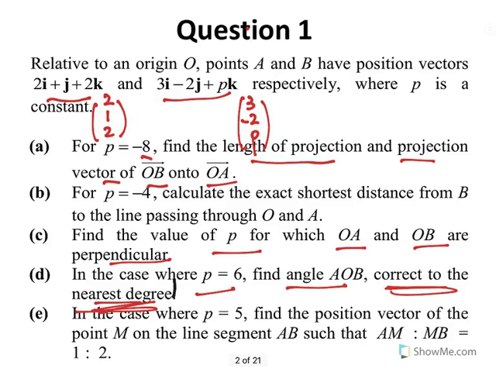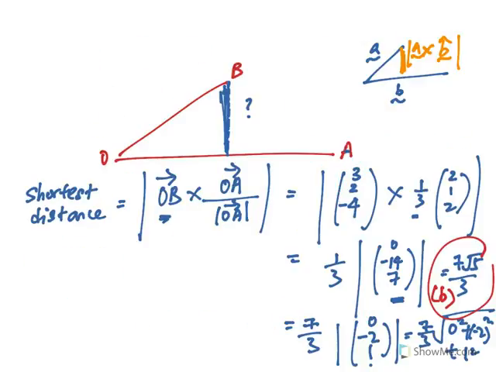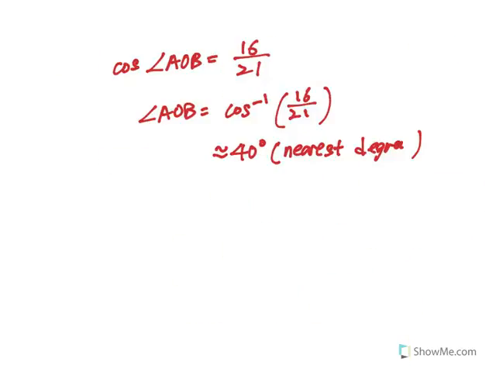In the case where p equals 5, we find the position vector of the point M on the line segment AB such that AM is to MB is 1 is to 2. So we see a ratio. Naturally, the thing that comes to mind is that we can use the ratio theorem. We have the line AB, M lies on the line AB, and the ratio AM to MB is 1 to 2.